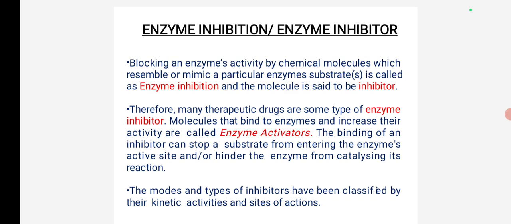Molecules that bind to enzymes and increase their activity are called enzyme activators. The binding of an inhibitor can stop a substrate from entering the enzyme's active site or hinder the enzyme from catalyzing its reaction. The modes and types of inhibitors have been classified by their kinetic activities and site of action.